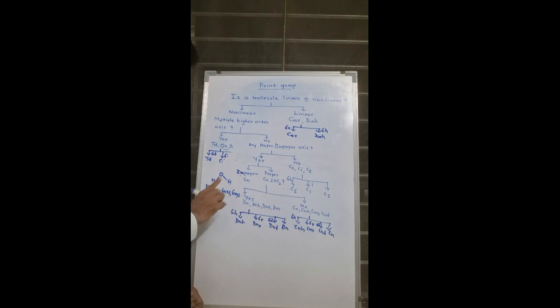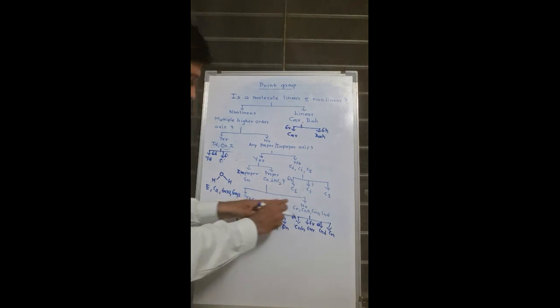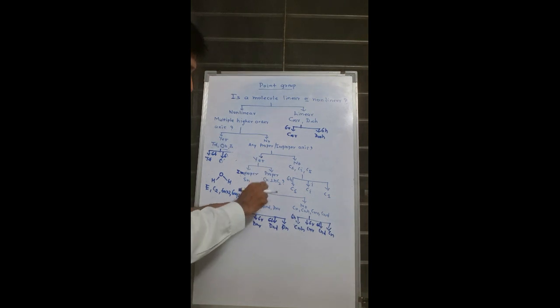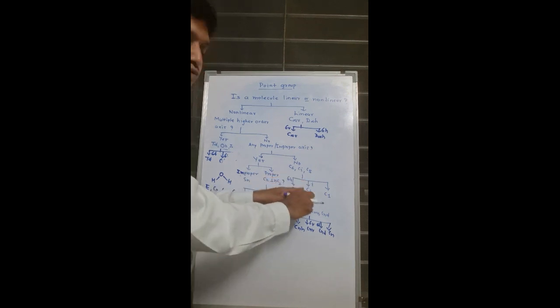The water molecule consists of only one C2, which means C2 is not perpendicular to two C2s. It means we have to go for the C option, otherwise we go for the D option. If Cn is perpendicular to C2, then we have to go for the D option, otherwise we have to go for the C option.